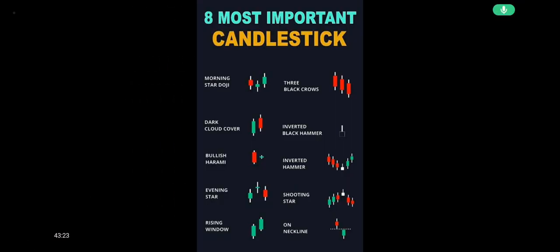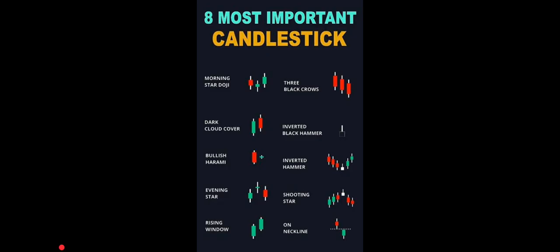Also, try to remember the morning star, three black crows, the dark cloud cover, inverted hammer, bullish harami, evening star, rising star, like that.